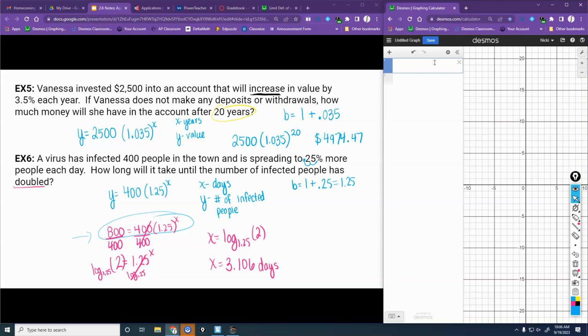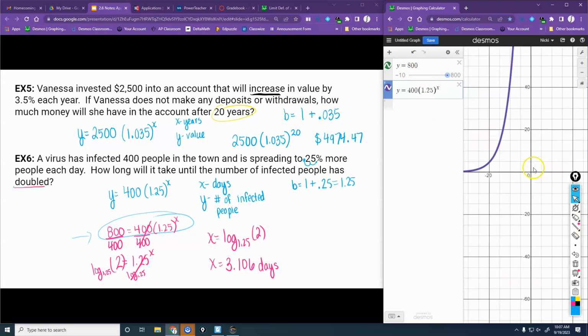One side goes in the top line, y equals 800, or f of x equals 800, right? So that's the left side. And in the second line, I put y equals 400 times 1.25 to the x power. Now, the problem with these is that I can't see it, right? The reason I can't see it is because y equals 800 right here.